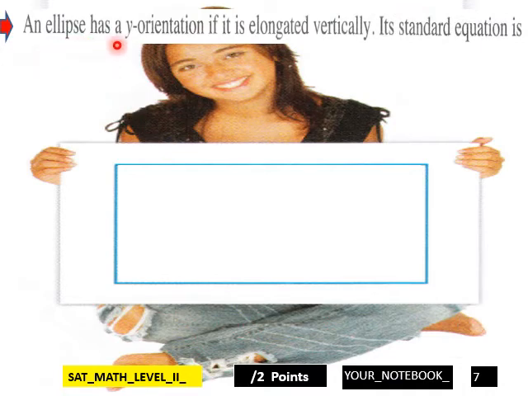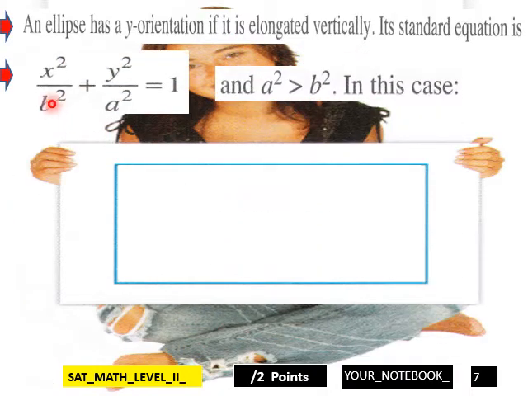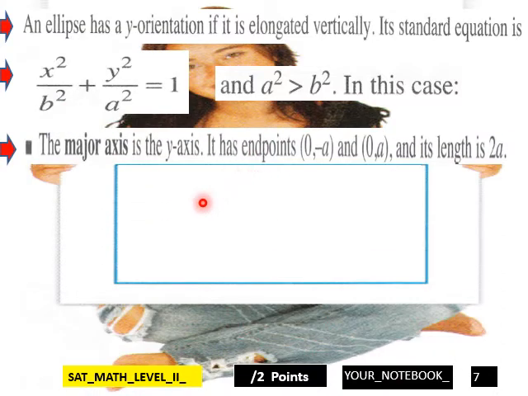An ellipse has a y orientation if it is elongated vertically. Its standard equation is x squared over b squared plus y squared over a squared. See, now our y squared is over a squared, so now it is elongated vertically, and a squared is larger than b squared. In this case, the major axis is the y-axis.